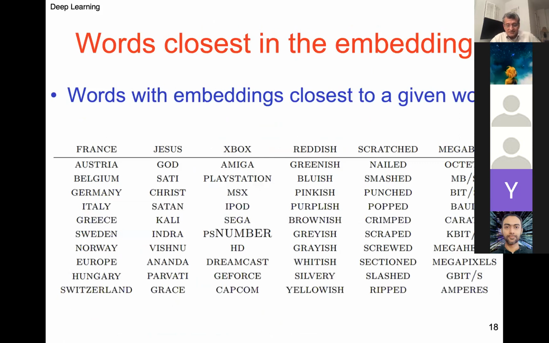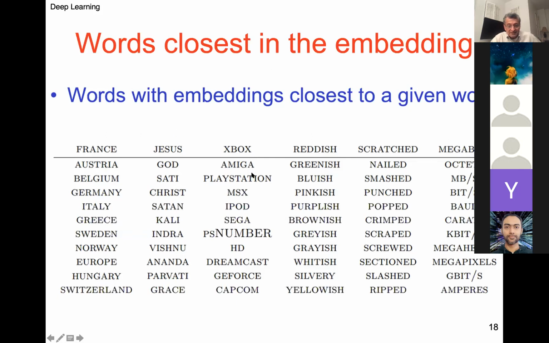By doing this, just this mechanism of nonsensical strings and legal strings, we can look at words with embeddings closest to a given word. France is close to Australia, Belgium, Germany, Italy, Greece. All these words are most similar. These are embeddings closest in t-SNE space or 300-dimensional space. Jesus, God, Sati, Christ, Satan, Kali, Indra, Vishnu, Ananda, Parvati, Grace. It says these are all very similar. We never taught it that these are all kind of symbols of God and things like that. It's kind of learned all that stuff.